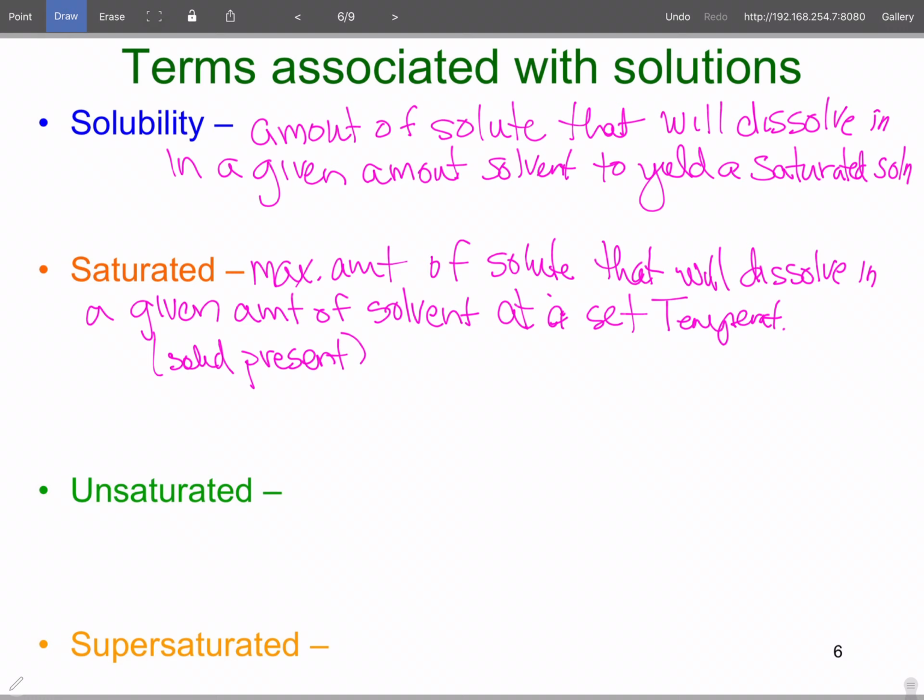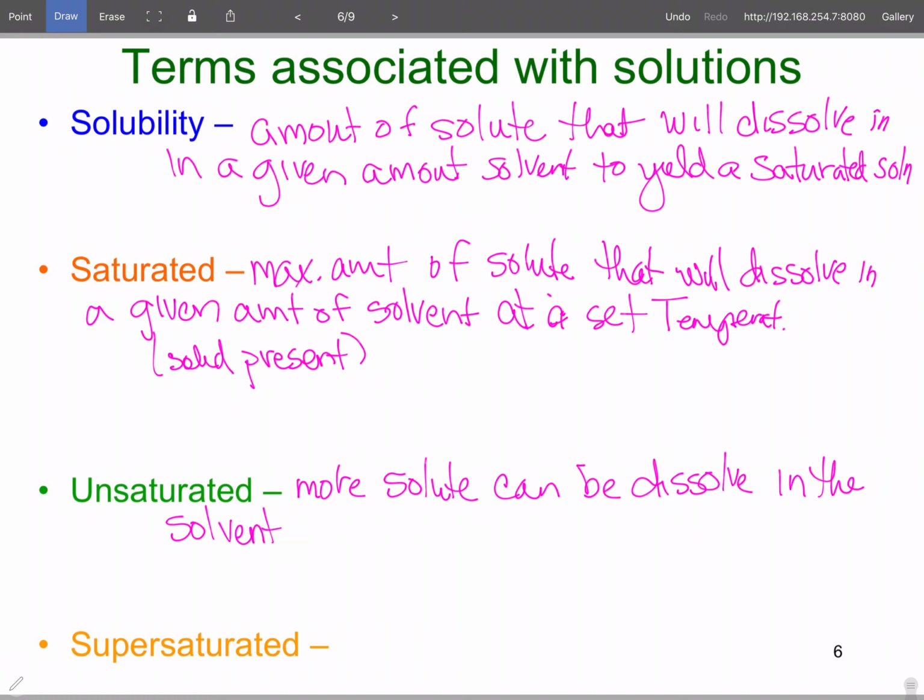And I'm going to go through these, write down the definitions, and I'm going to come back and talk about them. Unsaturated means that more solute will dissolve in the solution in the solvent under the conditions. And supersaturated is that the solute concentration is greater than its solubility.